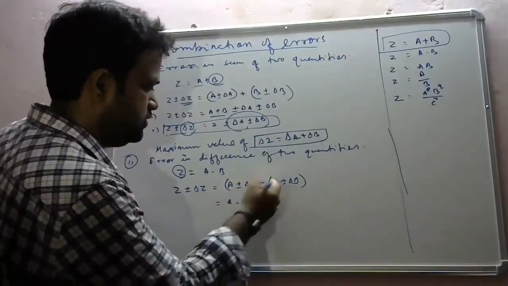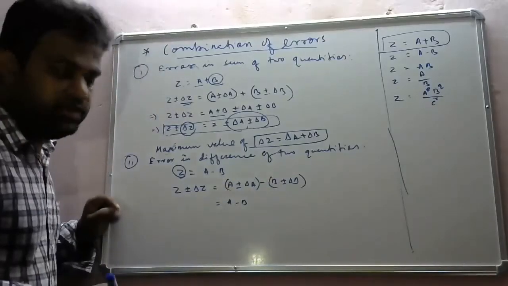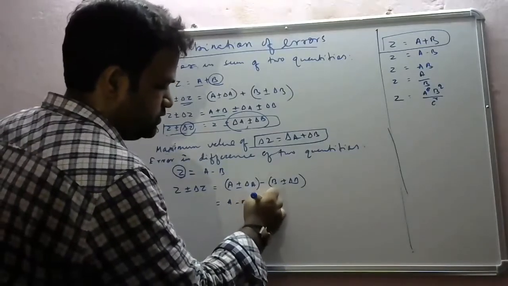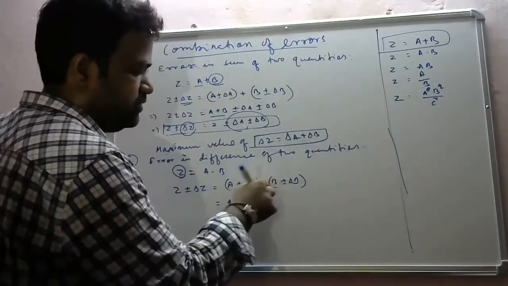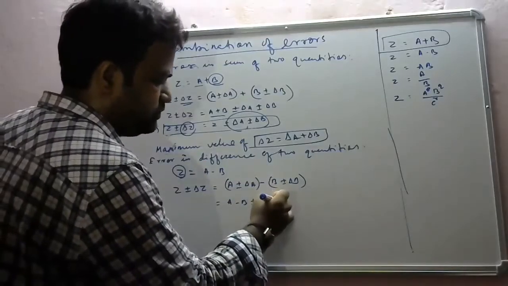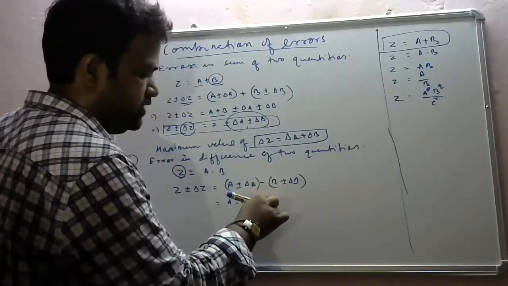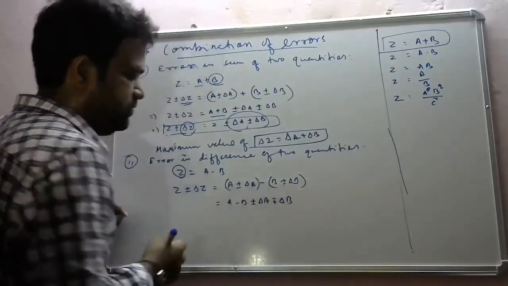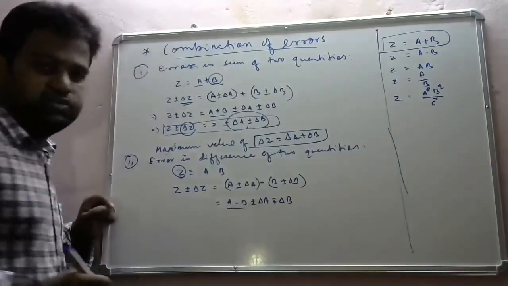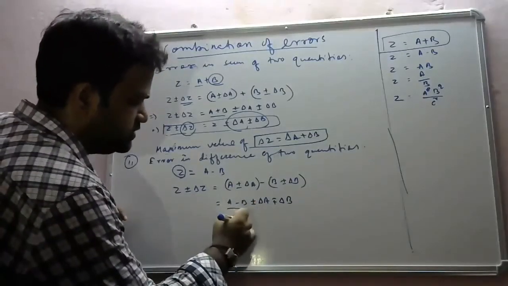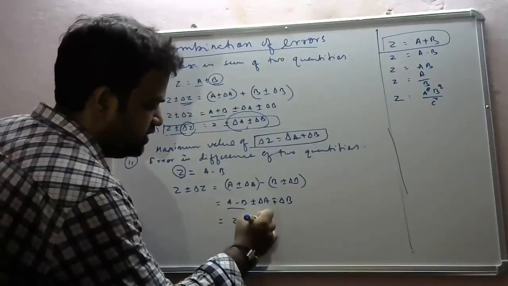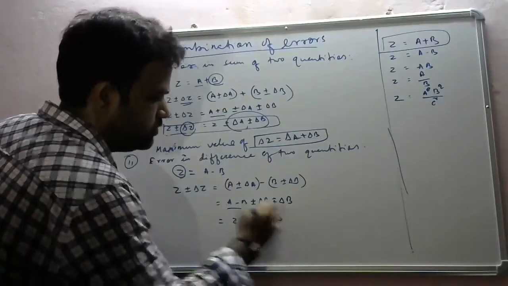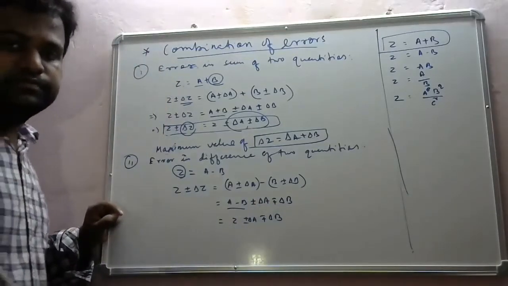So I can write this as A minus B. I brought the B near A, so A minus B plus minus delta A. Minus, if I take it inside, then it will be minus plus. Minus into plus is minus, minus into minus is plus. So minus plus delta B. Now A minus B is your Z. So I can write this as Z plus minus delta A minus plus delta B. Clear?